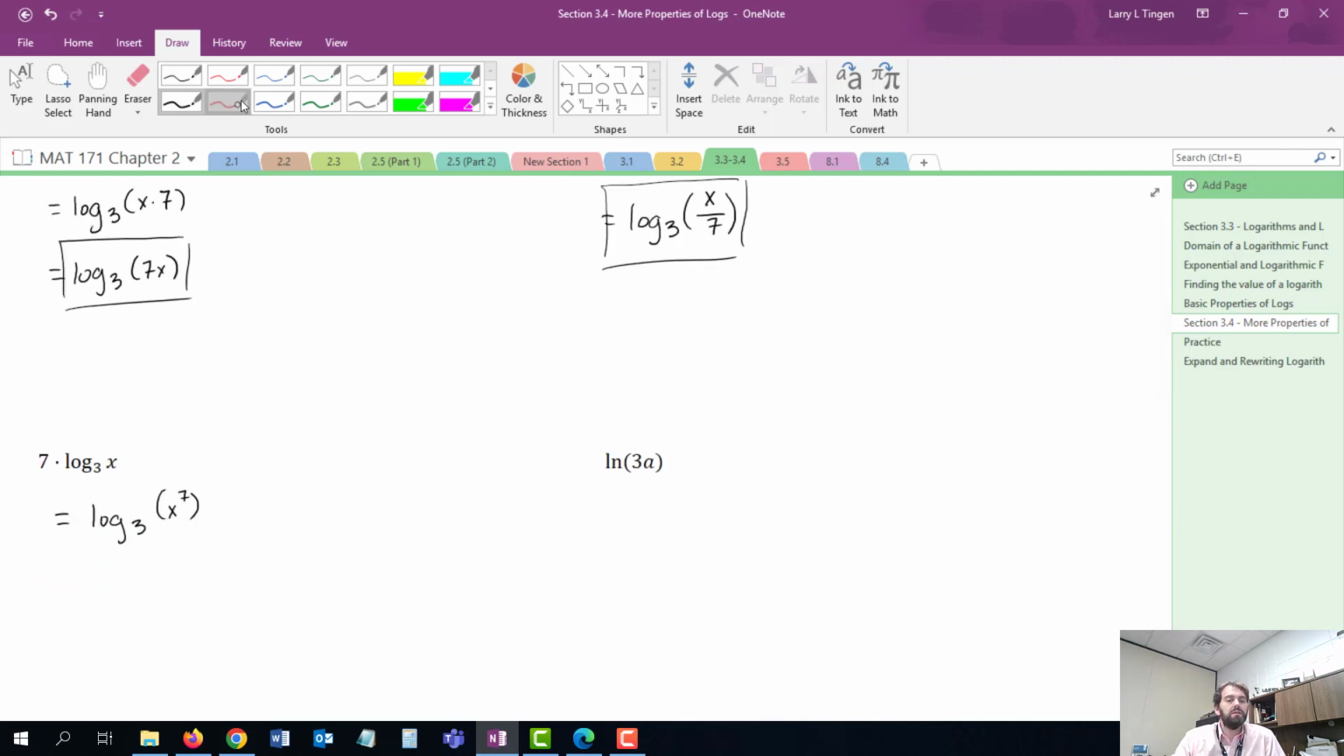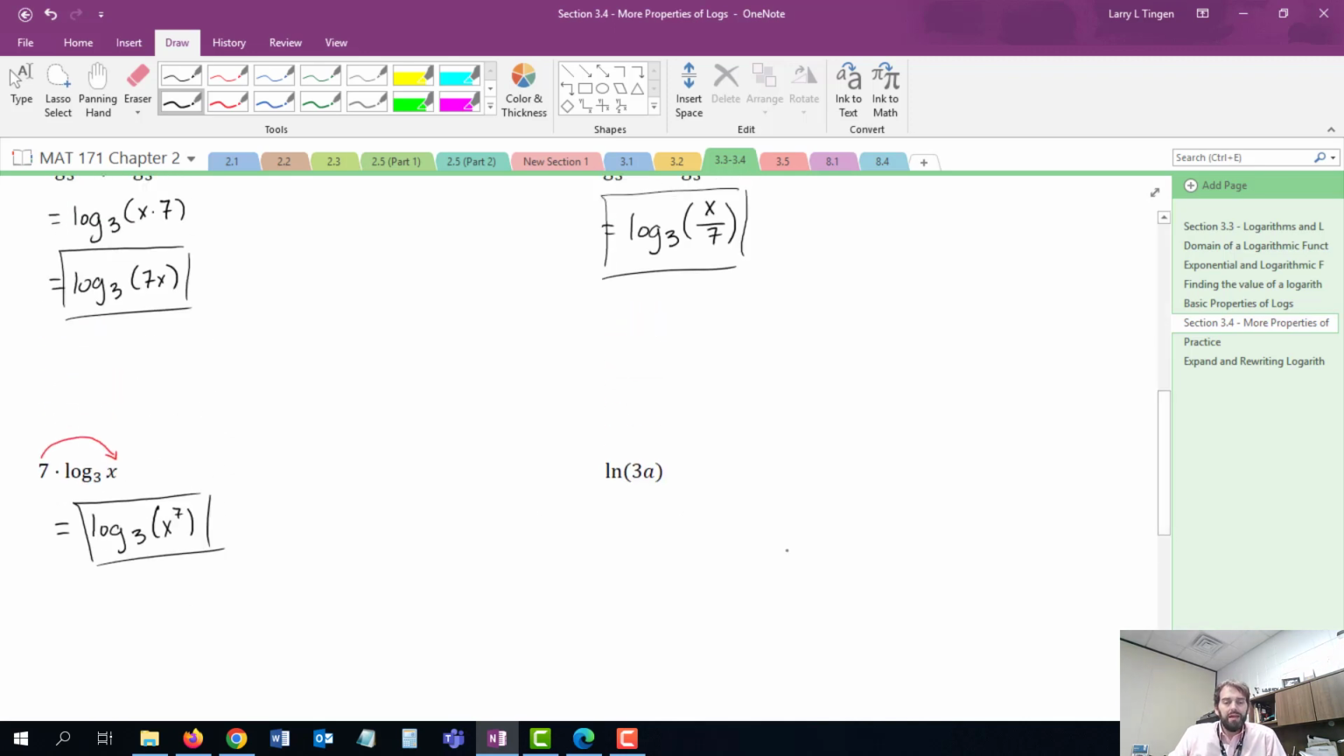Right? These rules go both ways. The 7 comes inside. I did put parentheses here, just again, because this is how I was trained, so you're going to see those a lot. And let me be clear, that's not raised to a power or anything. X to the 7th. And then next, natural log of 3a. Let me write this. This is the power rule.